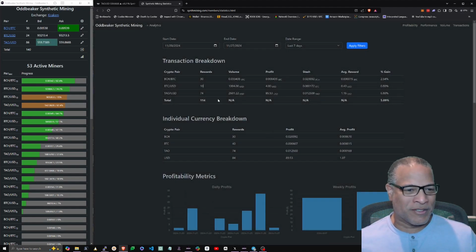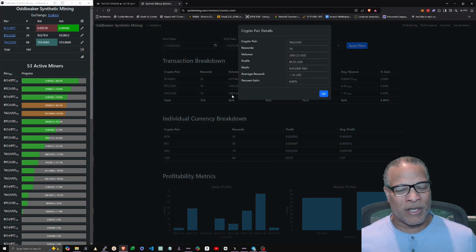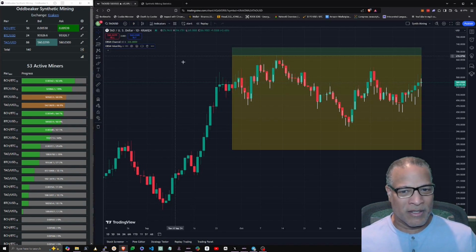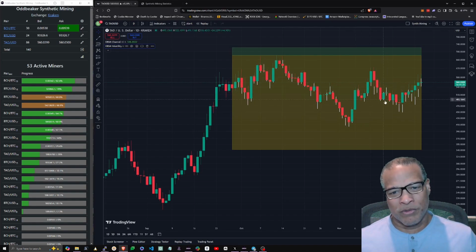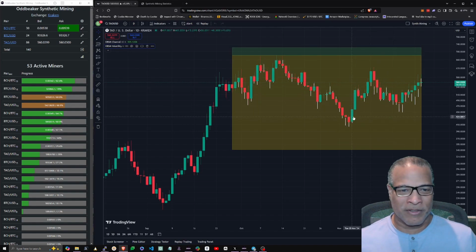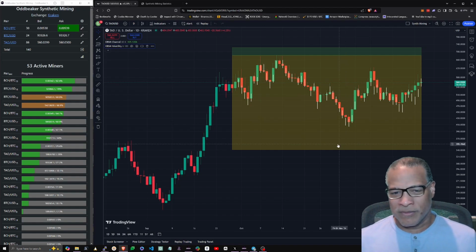Okay, but I think the thing that I really wanted to show was that the performance is amazing with a $17 spend. So I'm spending $17 per round on TAO with a 6% profit. And when you look at the chart, there's a 6% move on every daily candle, just about, right? Like this is insane. And so you don't need a whole lot of money to make a dollar a day, right?